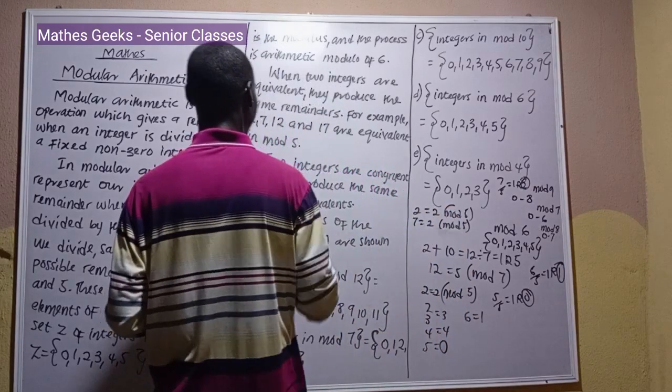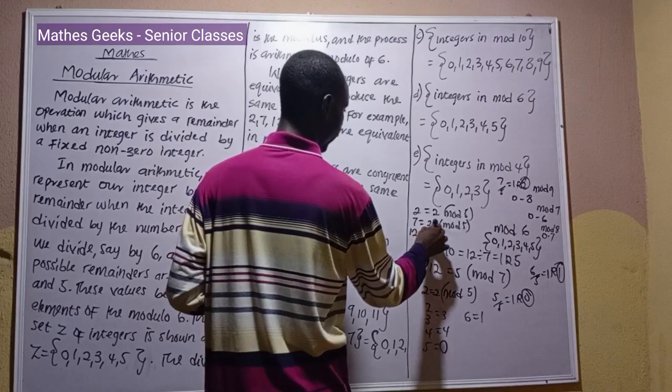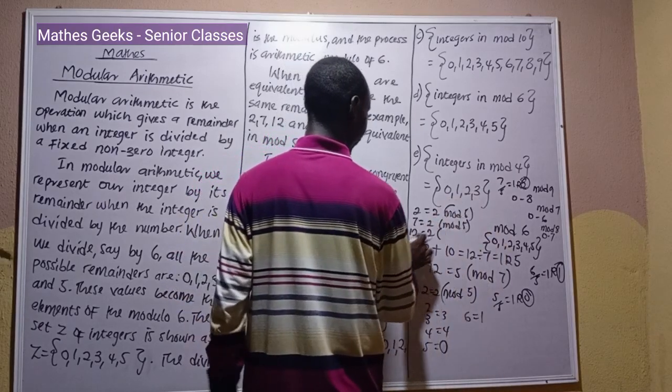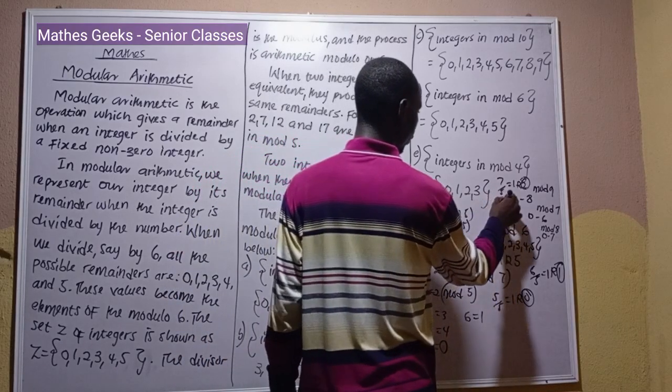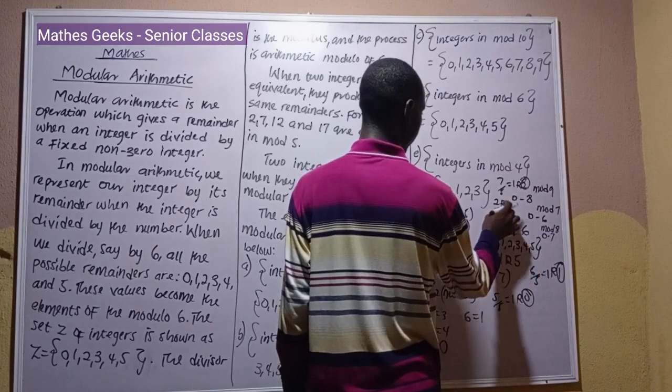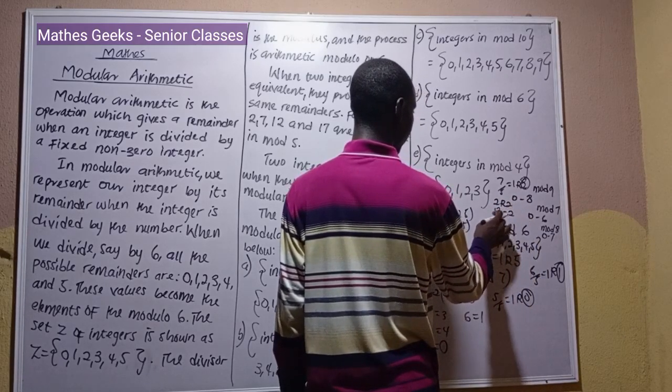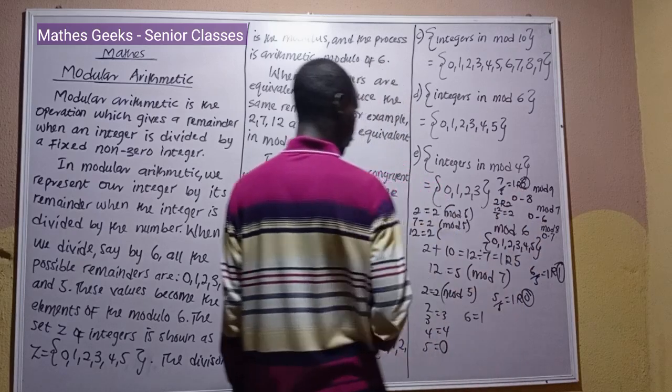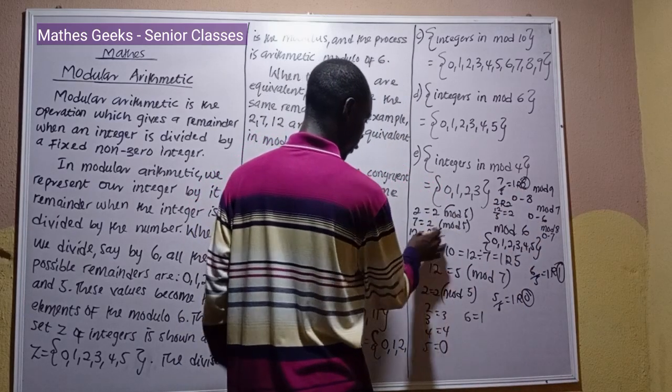That's what it means. Let's say 12. 12 in mod 5 is also 2, because 12 divided by 5 gives us 2 remainder 2. 2 times 5 is 10, and 10 plus 2 is 12. So the remainder is 2.